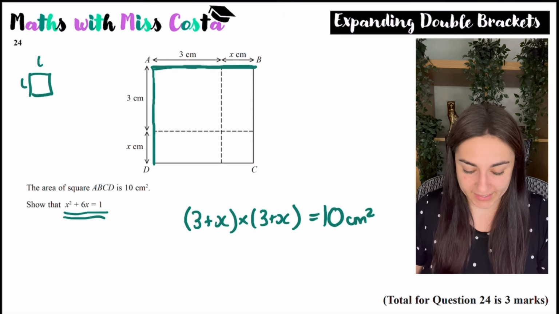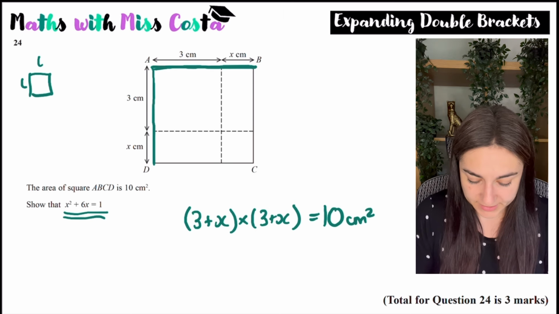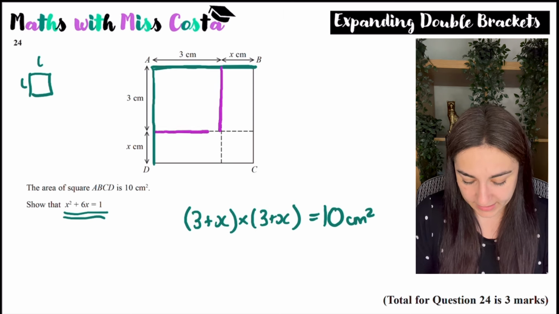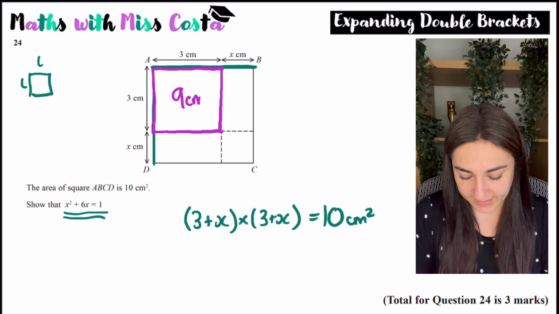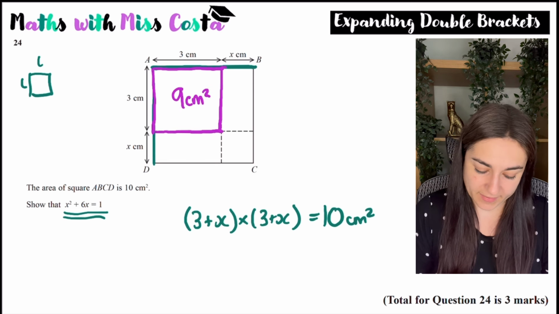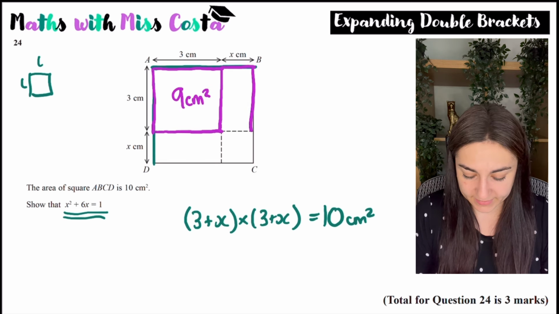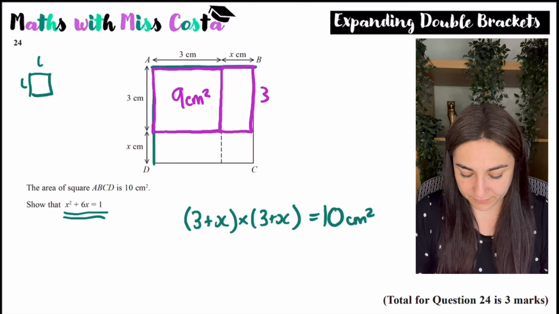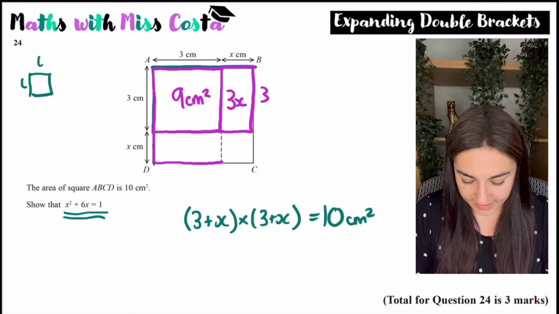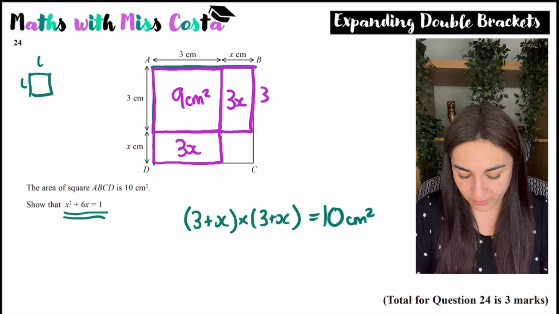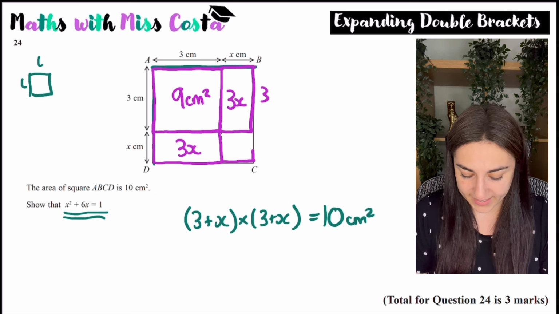So there's a few ways I can do this. First of all, what I could do is work out the areas of the individual bits of the square. So over here, this area is going to be 3 times 3, which is 9 centimeters squared. Then I could work out the area of this bit here. So that's x times 3, because if that length here is 3, this length here would also be 3. So that would be 3x. Then here, that's x. That length here is also 3, so that would also be 3x. Or over here, I'd have x times x, so that would be x squared.